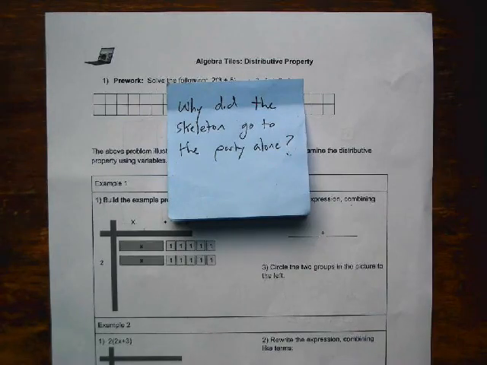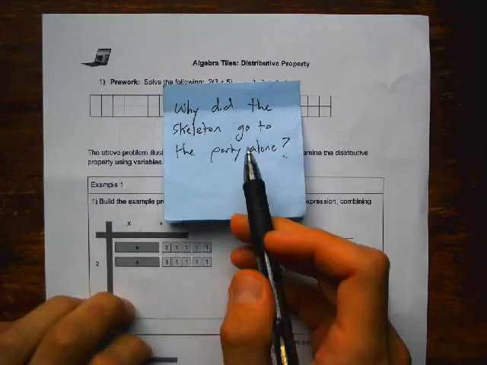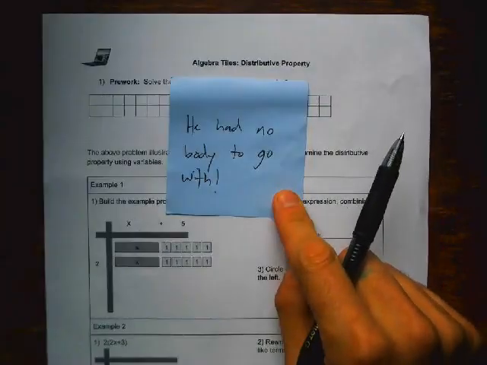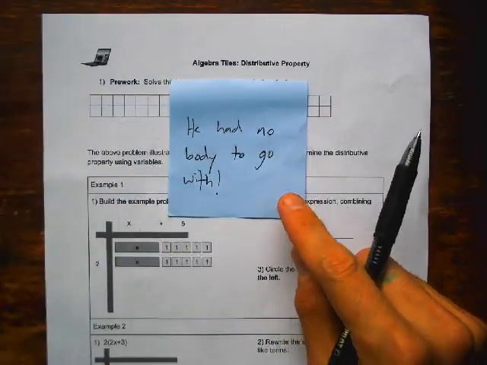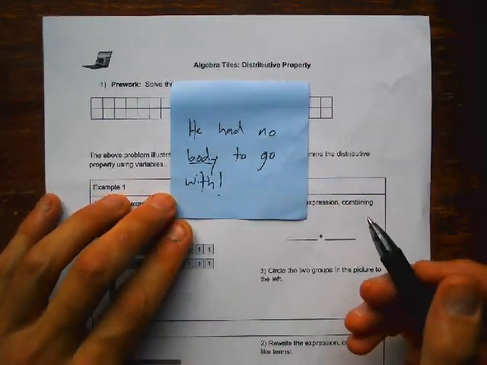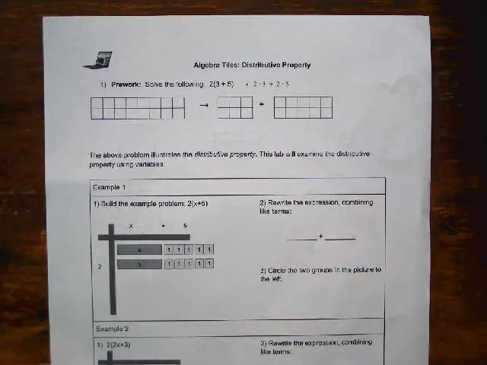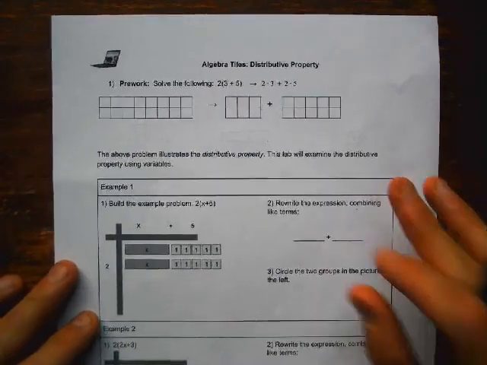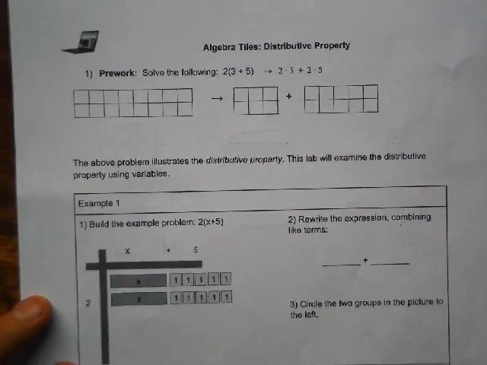Time for more algebra tiles, but first, why'd the skeleton go to the party alone? Because he had no buddy to go with. Like, no body. Because he's a skeleton. Hilarious.